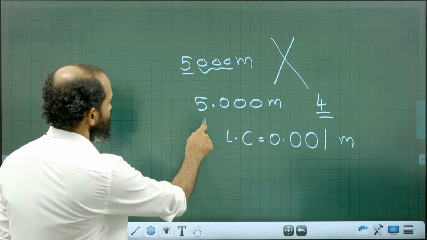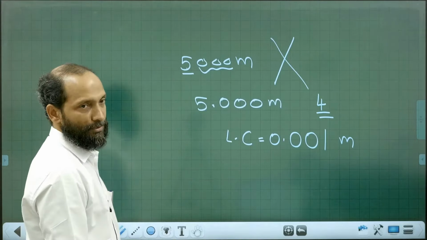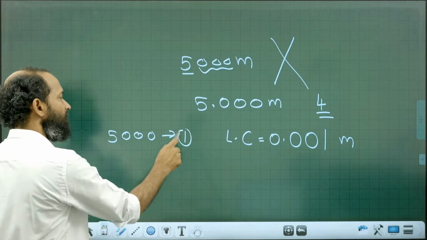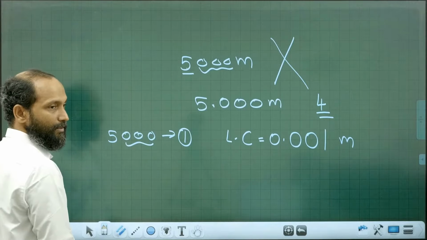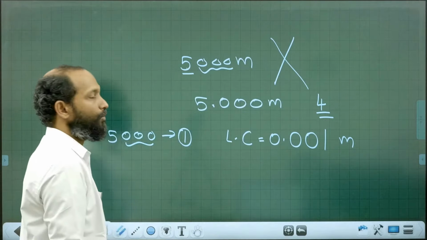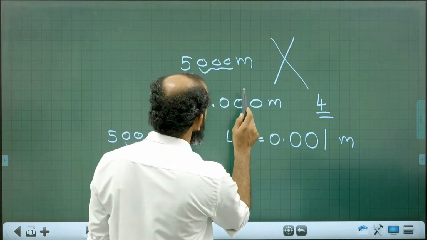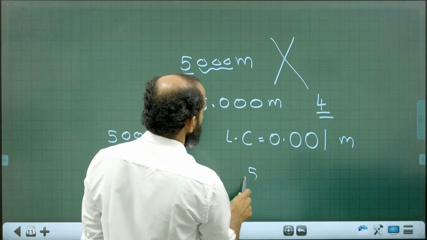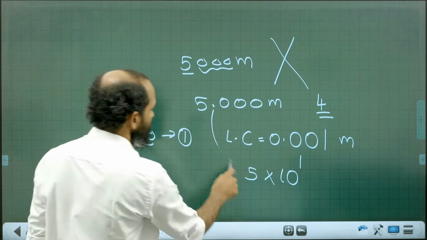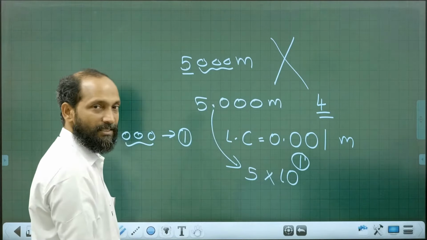So 5.000 meter, how many significant figures? 4. 5,000, how many significant figures? Only 1, 3 zeros ambiguous. What is the order of magnitude of 5.000 meter? The order of magnitude is written as 5 into 10 to the power 1. That's all. What is the order? 1. Is it correct?